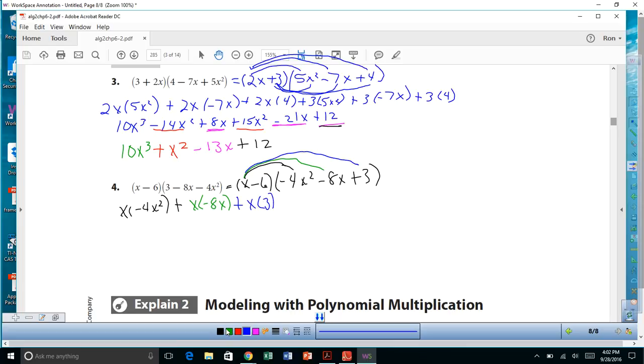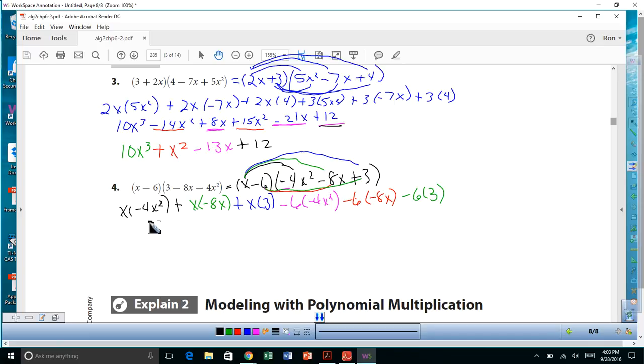All right, now let's do this negative 6. So I got minus 6 times negative 4x squared, and then minus 6 times negative 8x, and then the last one, negative 6 times 3. Now we need to do the arithmetic.